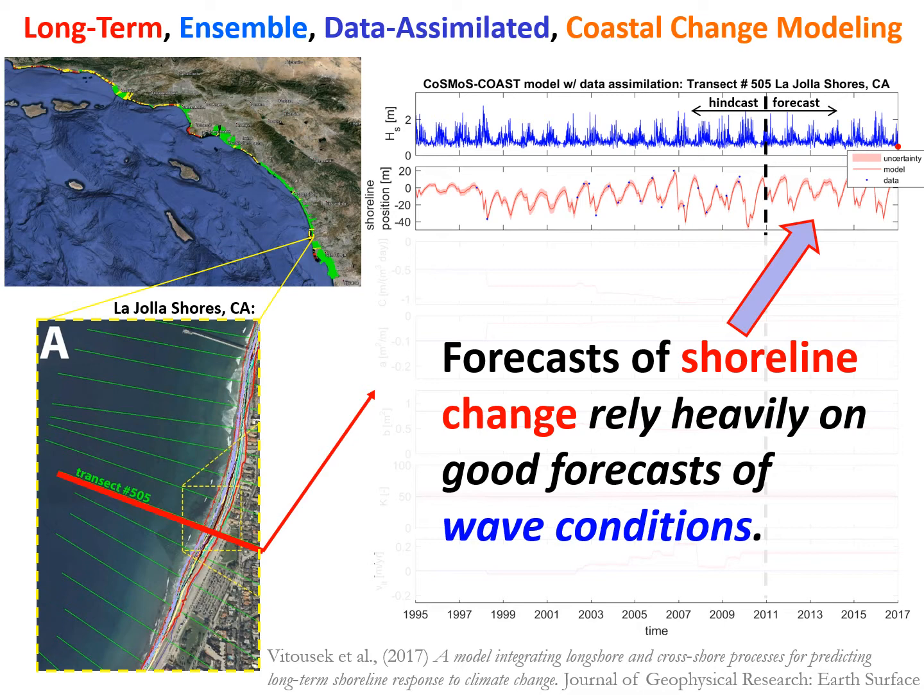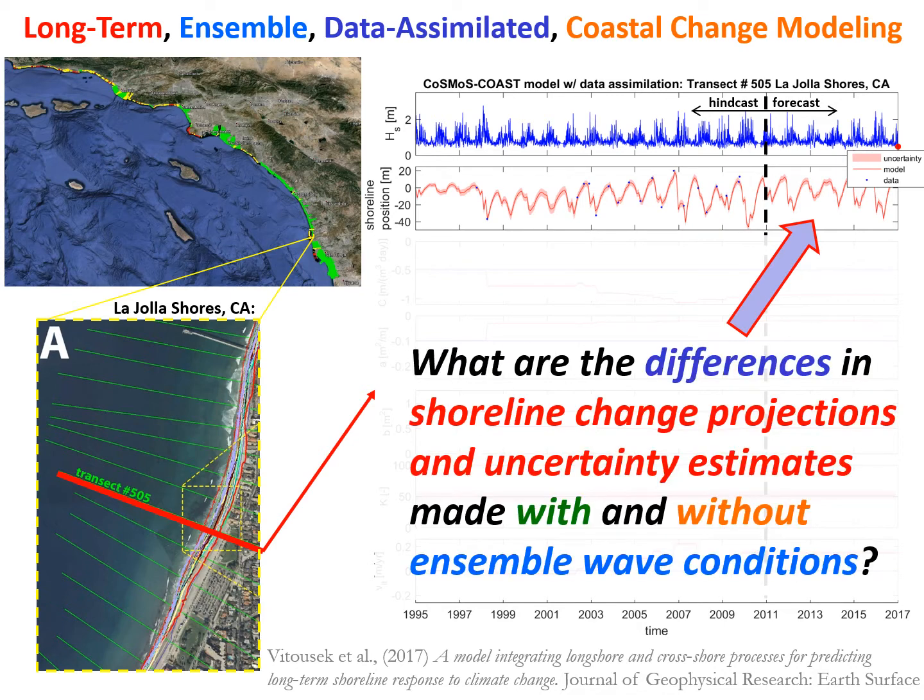And now what we want to do is figure out how to make projections. Now that we've calibrated this model, can we predict what the shoreline is going to look like? Well, of course, because shoreline position is very much driven by the wave heights, forecasts of shoreline change rely heavily on good forecasts of wave conditions. So we set out to understand what the differences are between shoreline change predictions and their uncertainty estimates with and without ensemble wave conditions. This example is without ensemble wave conditions. It just uses a single time series of wave conditions to provide a projection of shoreline change.